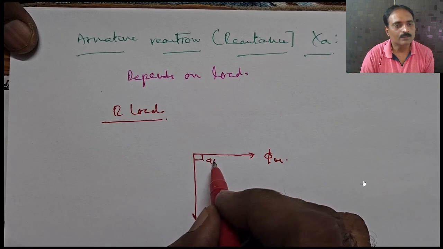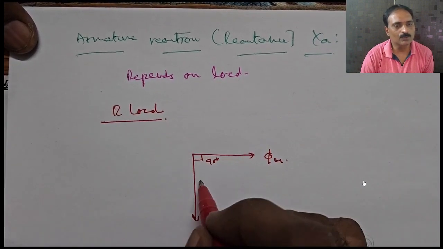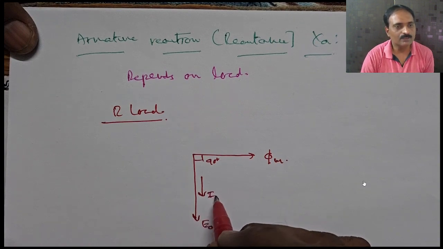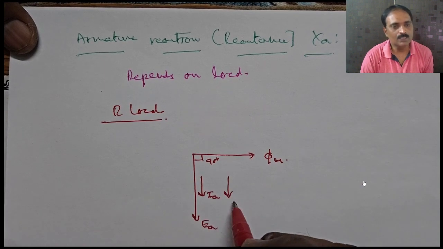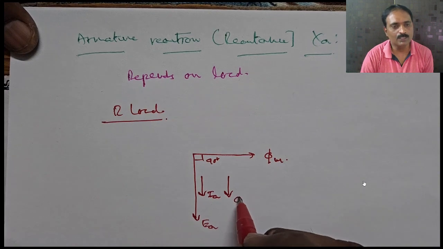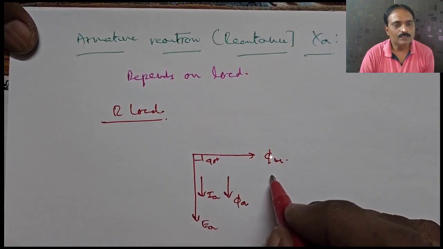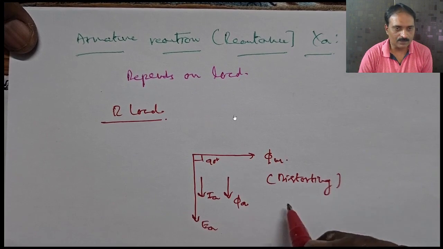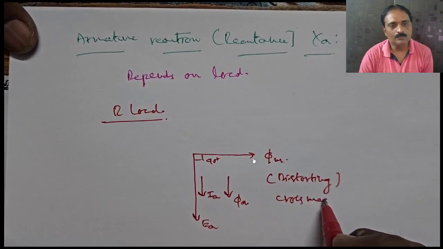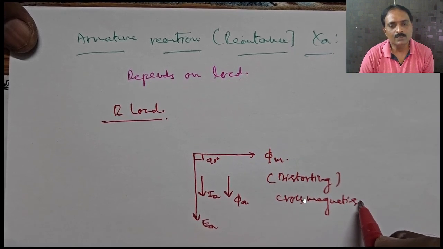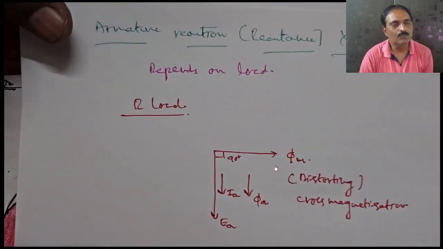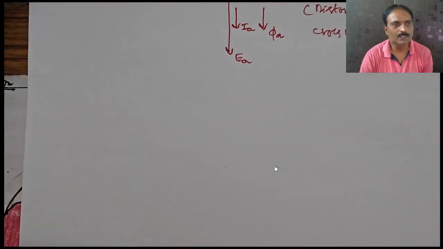And as it is a resistive load, the current will be in phase with the voltage. So in the armature winding, the armature current will be in phase with the voltage, and as the armature current is in phase with the voltage, in the same direction the flux of the armature will be there. So phi A will be in the same direction. As a result, you can observe that the effect of armature flux is disturbing, or distorting, the main flux. You can say this effect is cross magnetizing. So for R load the effect of armature reaction will be cross magnetization.